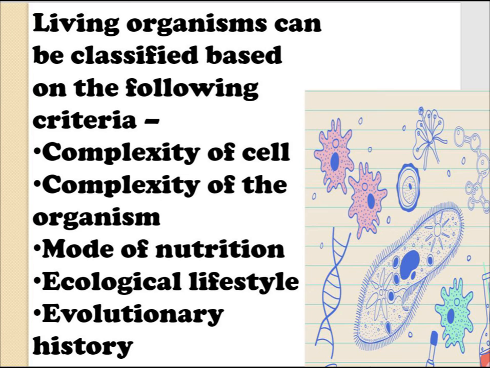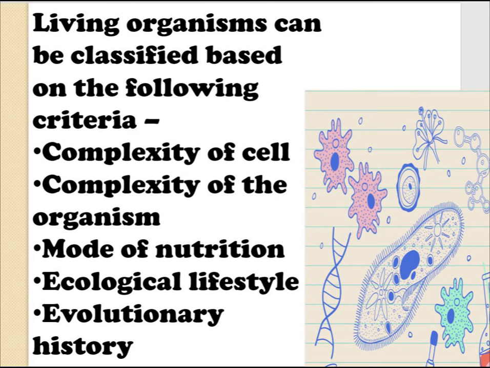Living organisms can be classified into 2 categories based on the following criteria: the complexity of cell, the complexity of the organisms, mode of nutrition, ecological lifestyle, and evolutionary history. So basically we are going to deal with the living organisms here.